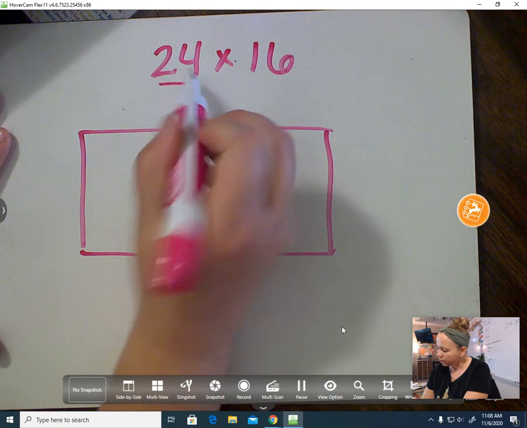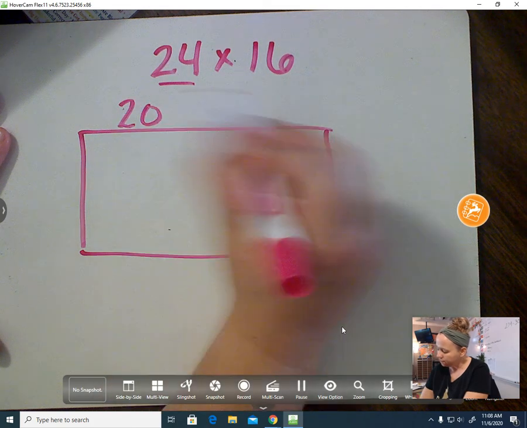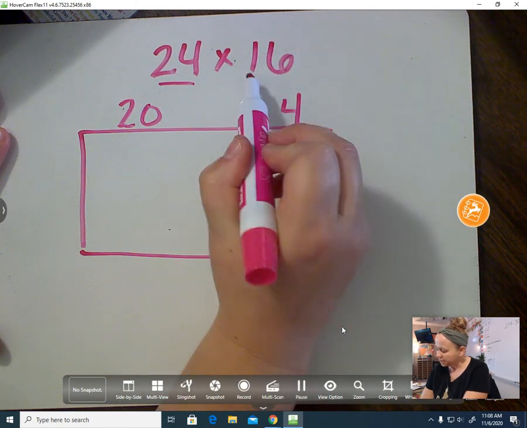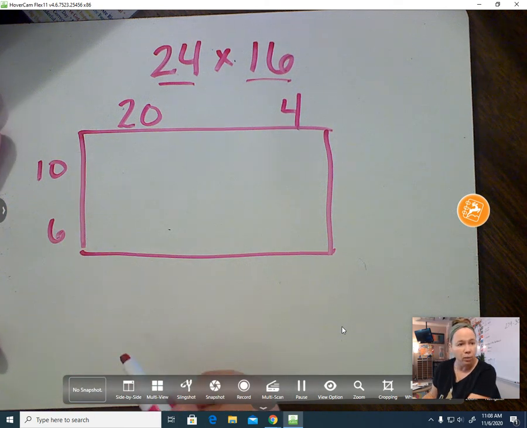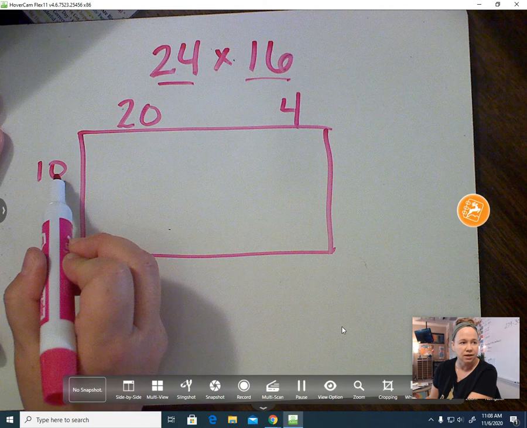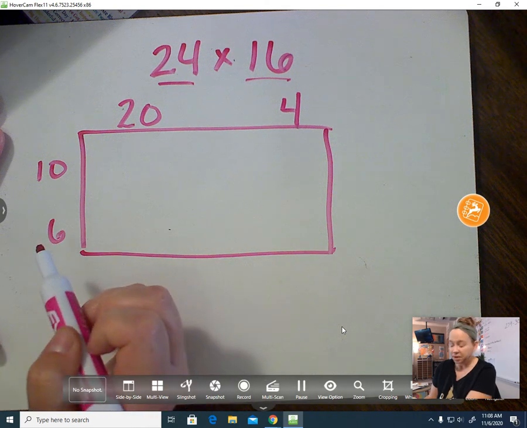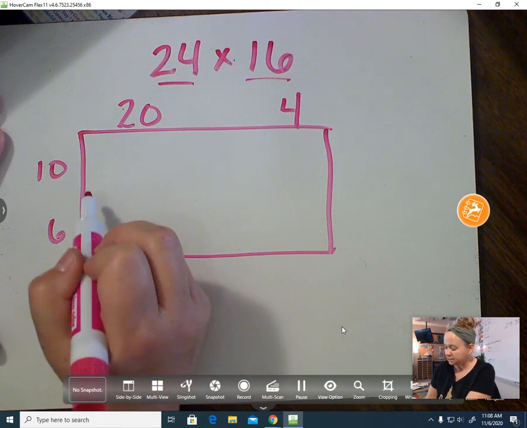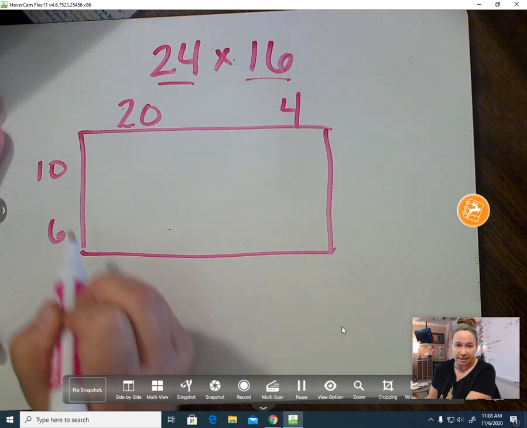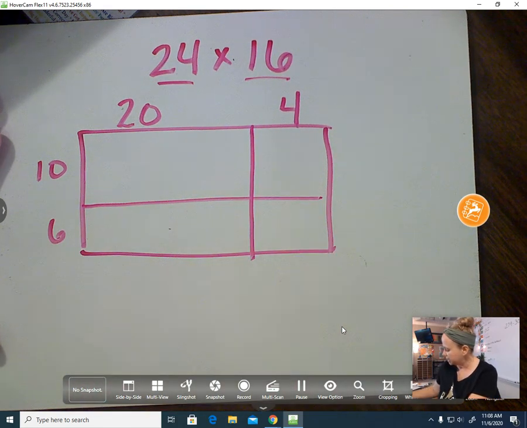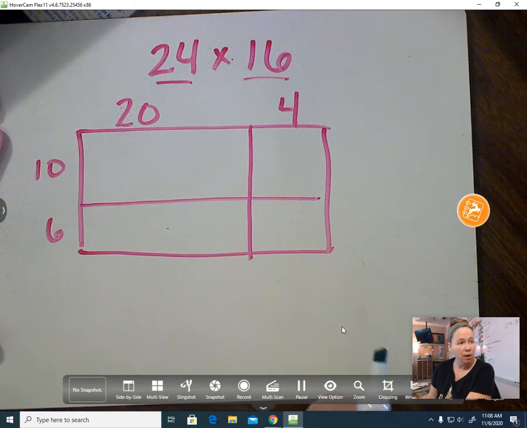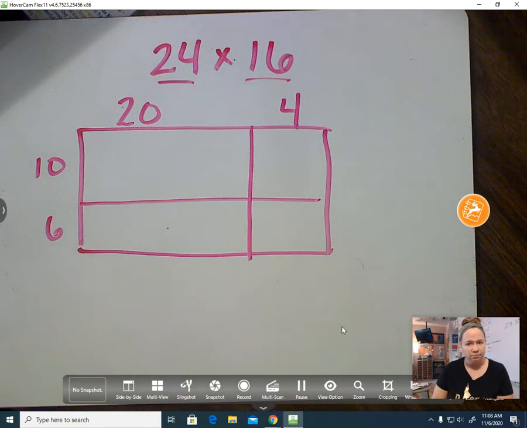I'm going to break 24 into 20 and 4, and I'll break 16 into 10 and 6. Now, does it matter if I put the 10 here and the 6 here? No, it wouldn't matter because it doesn't matter the order. But it does matter that I break them apart into 10s and 1s. All right, let me draw my lines inside my rectangle. Now we're ready. Are you ready? I think you might need another minute. Go ahead, finish your drawing. I'll wait. I'll do a wait dance.